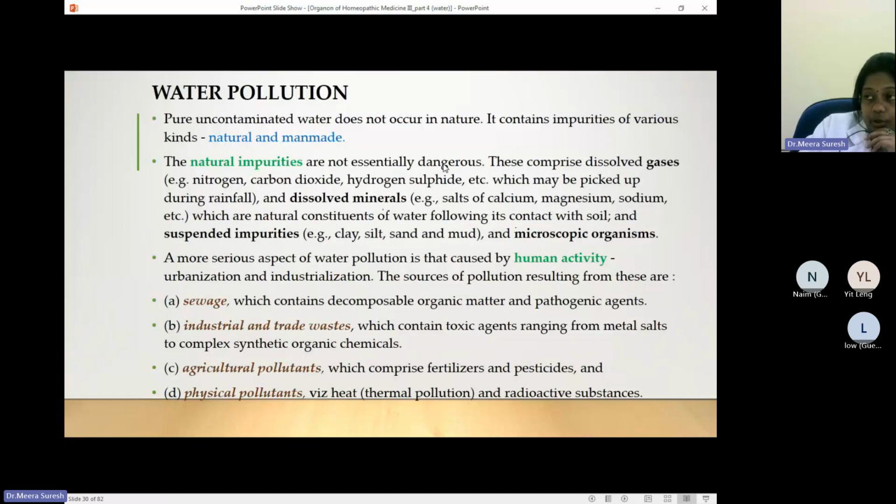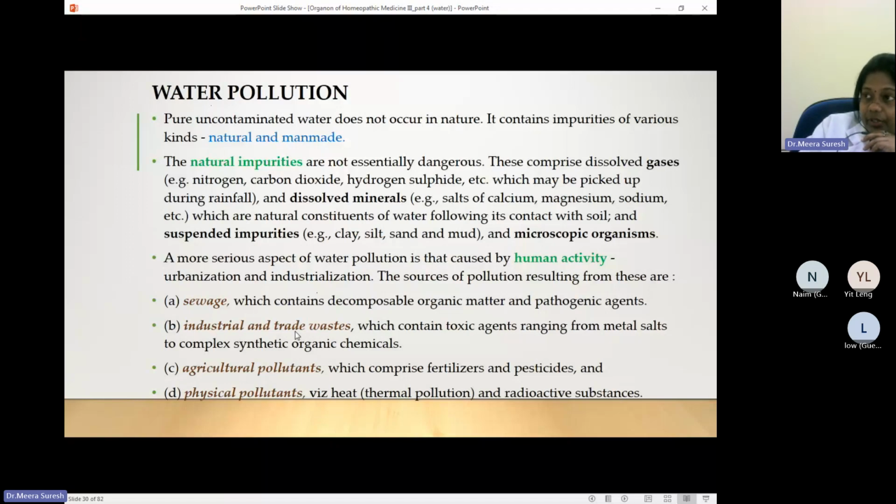But the dangerous water pollution, what we mean is what is being created by ourselves, that is by human activity, especially by processes like urbanization and also industrialization. The sources of pollution resulting from these are sewage. It contains organic matter. I told you it is the domestic water which will contain the fecal matter also. So mixing of the sewage into the water body can result in water pollution.